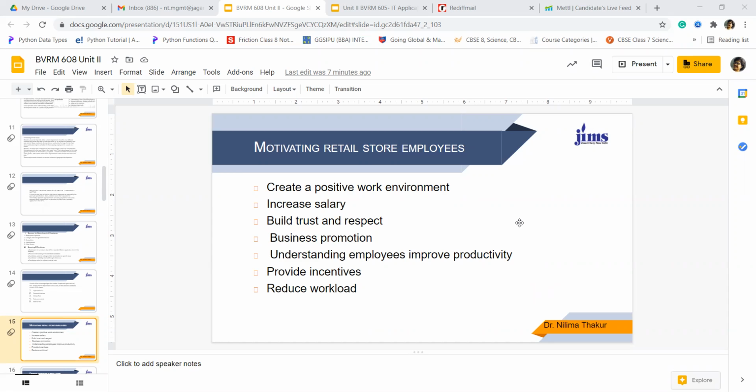Motivation of retail store employees depends upon the work environment in which they are working, salary structure, development, growth, productivity, incentives, workloads, etc. So here we are discussing the topics: create a positive work environment, increase salary, build trust and respect, business promotion, understanding employees, improve productivity, provide incentives, reduce workload.